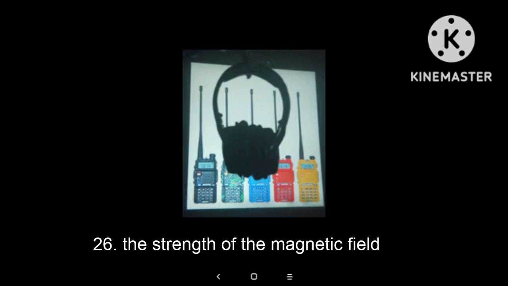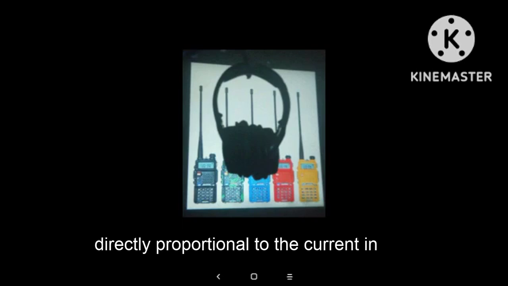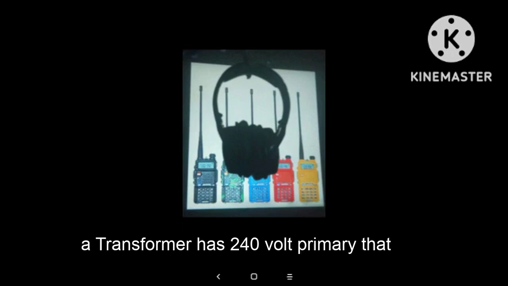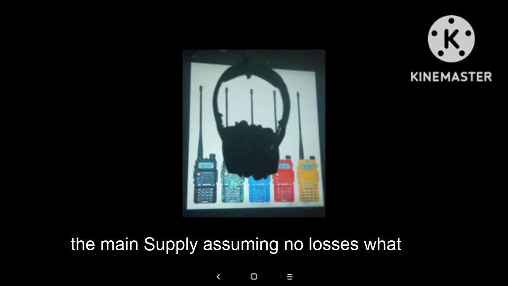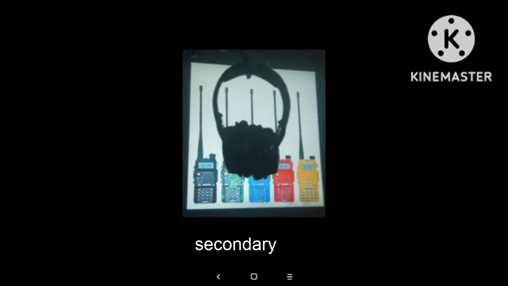26. The strength of the magnetic field around a conductor in air is directly proportional to the current in the conductor. 27. A transformer has a 240 volt primary that draws a current of 250 milliamps from the mains supply. Assuming no losses, what current will be available from a 12-volt secondary?